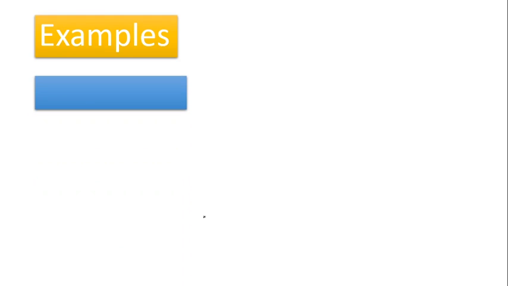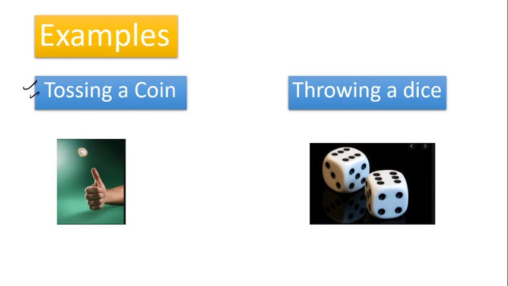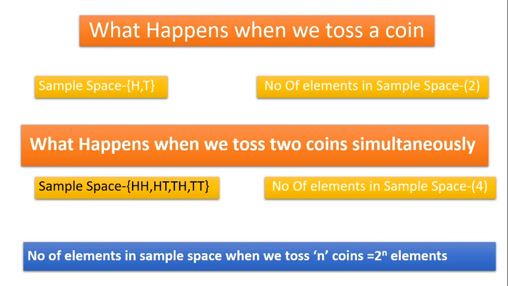Some examples of random experiments: tossing a coin. When we toss a coin, it has more than one outcome and we can't predict these outcomes in advance. So tossing a coin is a random experiment. Then throwing a dice is also considered a random experiment.